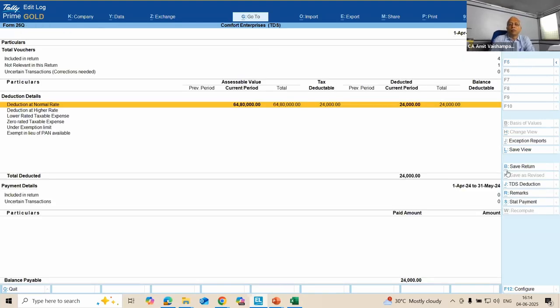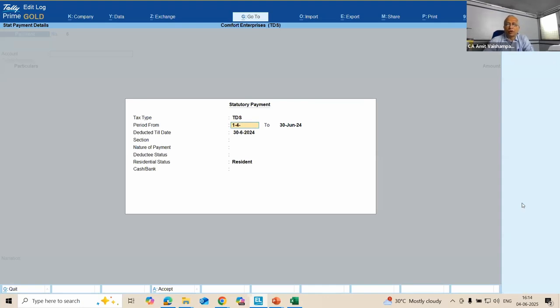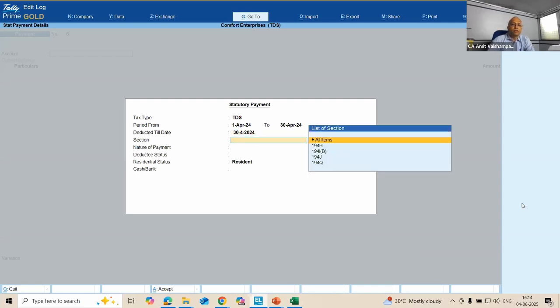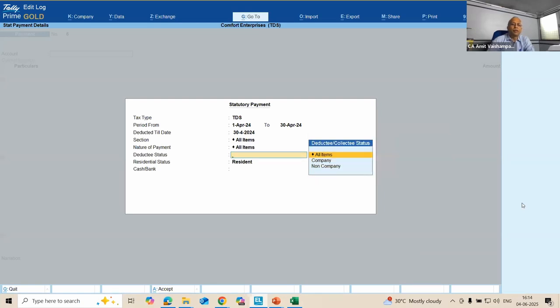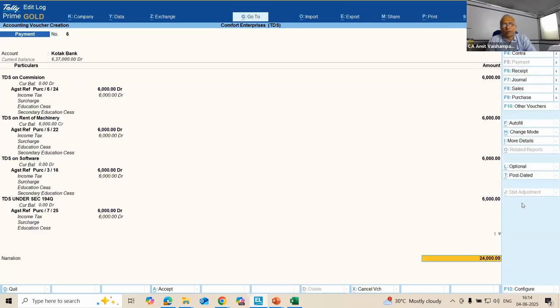Once this is done, I normally suggest to use this particular method. Once you are in this 26Q, on the last day of the month, you just go to stat payment and tell the system that you wish to pass this transaction for this particular period. I'm selecting all items, so I can make a challan for all items. I select my bank and it generates a payment voucher.